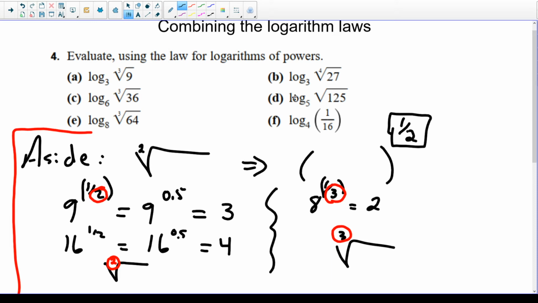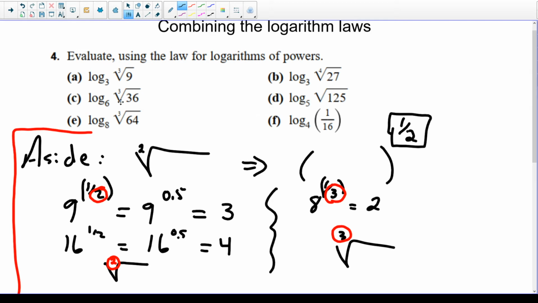So let's do D, okay? Now this is a square root, so that's a 1/2 power. 5 to the what is 125? How fast can you do that? If it's 1/2 and that answer, what's the final answer? Awesome. Some of you are getting it very quickly now, okay?